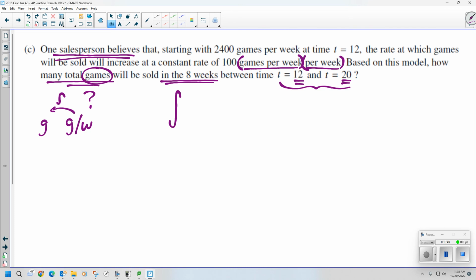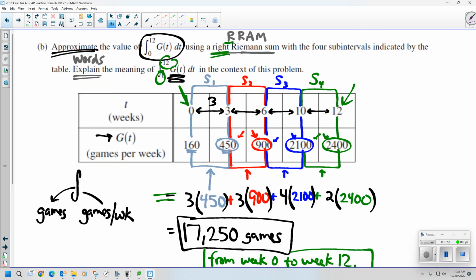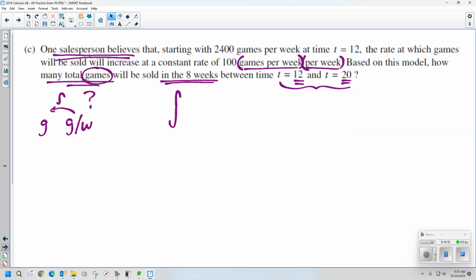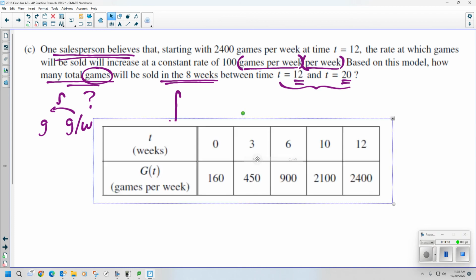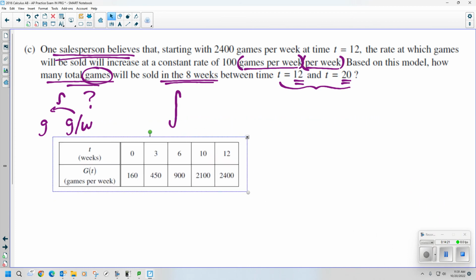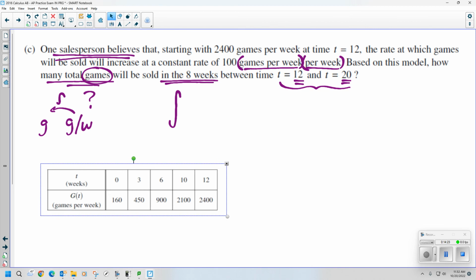Okay, so starting at 2,400 games, if I go back here, you see at week 12, he's saying, okay, right here, starting at this point, week 12 to week 20, which I don't have any data here, so I can't even do like RRAM or MRAM. Okay, they want to know how many games, all right? So, do I still have this? Let's see. Paste. Oh, I do. Wonderful. Wunderbar. Okay. So I'll put this here.